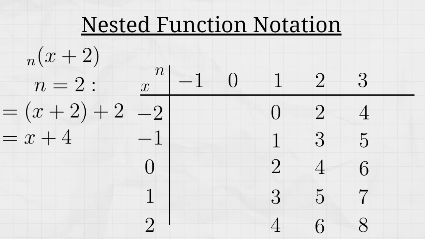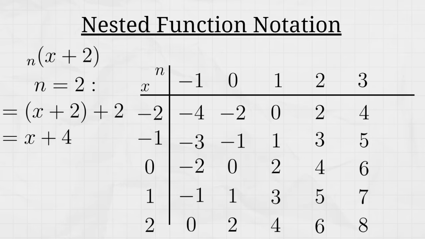Now, how about n equals 0? This means nesting the function inside itself 0 times. Well, hopefully you can see the pattern that started from n equals 1, 2, and 3. Keeping x constant, we can see that we add 2 every time we increase n. So we can just extend this backwards, subtracting 2 from n equals 1 to get n equals 0. And now we have that column done. We can repeat this for n equals negative 1 as well, and now the whole table is filled.